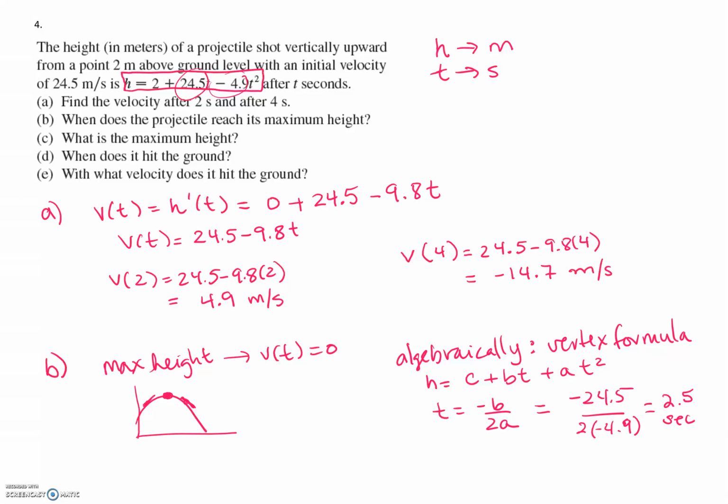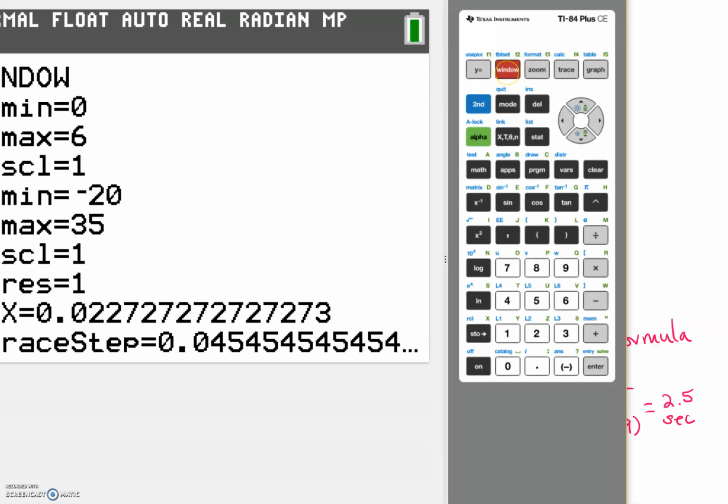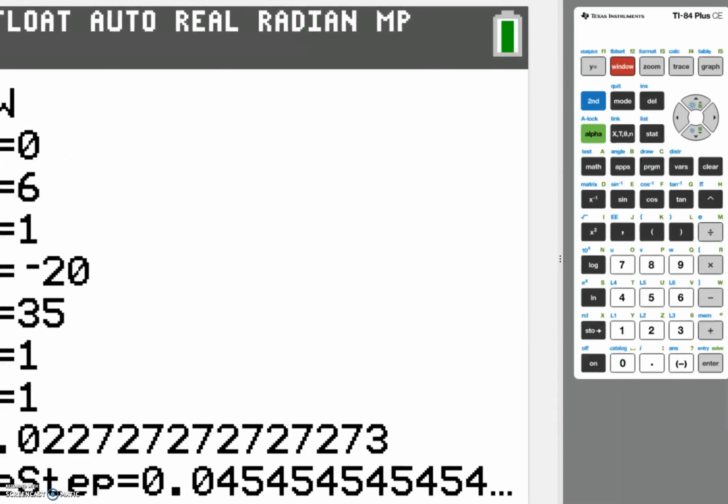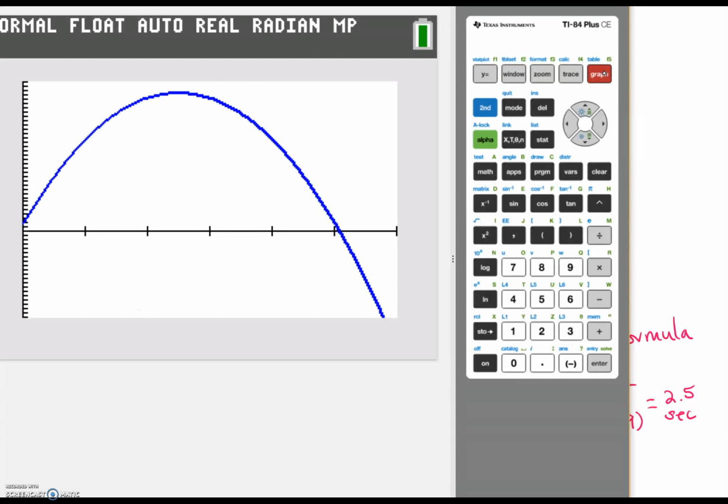Also, we can look at it graphically. I've put the position or height function into the TI, and my window is, let's see if that works for us, between 0 and 6 for the x's and negative 20 to 35 for the y's. I'm going to graph it, and it looks like we have the parabola shot up from 2 meters above, and then it goes all the way up and comes back down. So somewhere there is the maximum height.